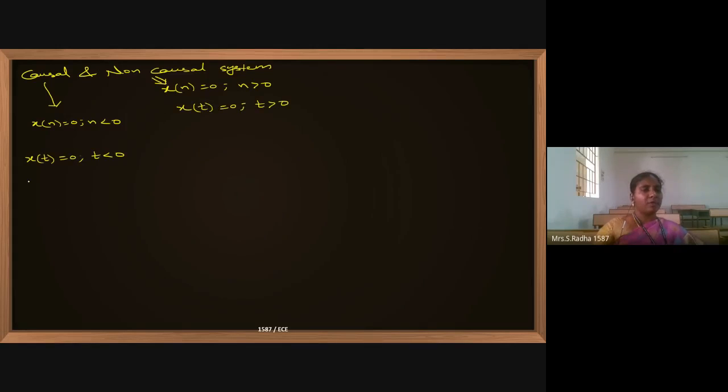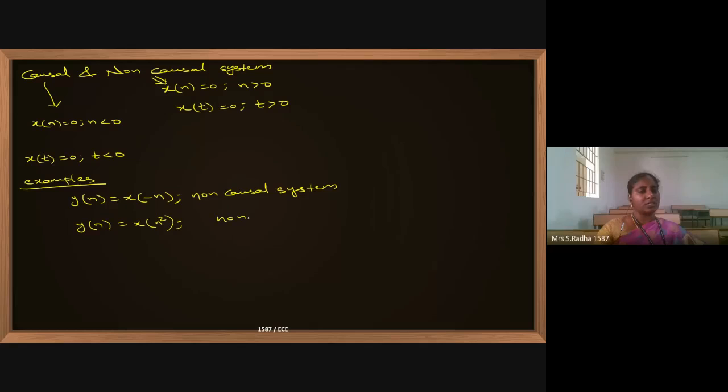Now I will go with some examples, causal and non-causal. If y of n equal to x of minus n, what will you do? I asked you to substitute one positive, one negative, and one zero value. At any point, if it depends on the future, then it is anticipatory. Anticipatory means non-causal. For negative values, if you substitute, it depends on the future, so it is a non-causal system. Similarly, y of n equal to x of n square depends on the future, so it is a non-causal system.